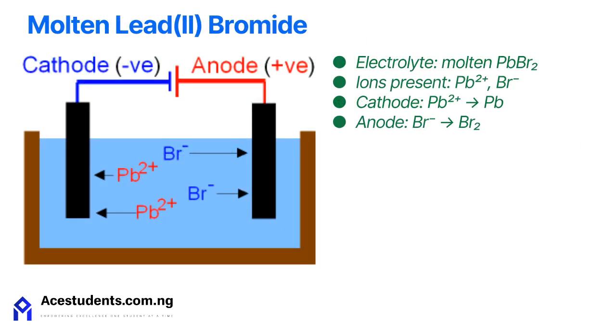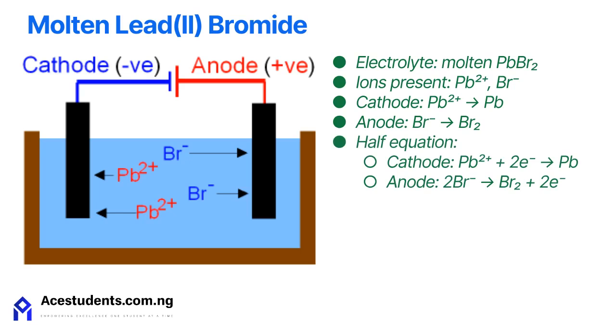Let us start with molten lead bromide. The ions present are lead ions with a charge of 2+, and bromide ions with a charge of -1. At the cathode, the lead ions gain electrons to form lead metal. At the anode, the bromide ions lose electrons to form bromine gas. Observation: a grey metal deposit forms at the cathode, and a reddish-brown gas is given off at the anode.